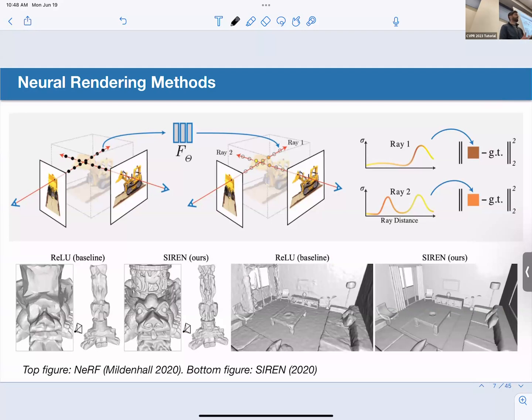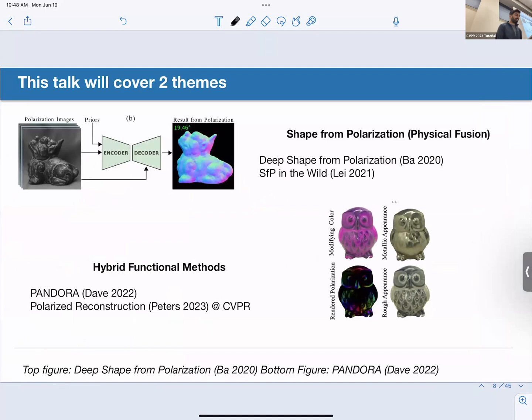We also have a very nice paper called Siren that also looks at this very similar implicit function philosophy. Okay, so this talk is going to cover primarily two themes. We're going to be discussing a lot of physical fusion methods, which was one of those architectures. A couple papers here are DeepSFP and SFP in the Wild. And then we'll discuss hybrid functional methods, which draw from implicit neural representations. And here are a couple papers.